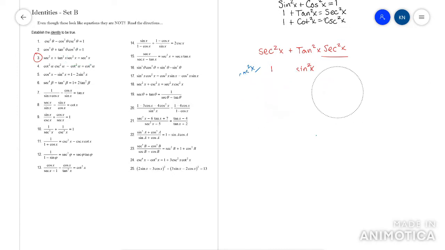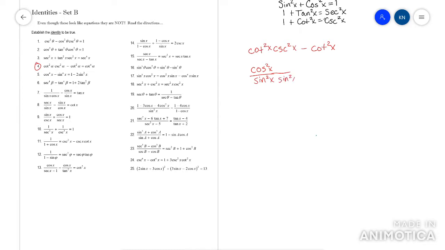All right, moving right along. Number 4. Got cotan squared times cosecant squared minus cotan squared. All right, so the first thing I would do is change these. Cotangent squared is cosine squared over sine squared. And then cosecant here is going to be sine squared on bottom. And that's minus cotan squared, which again is cosine squared over sine squared.